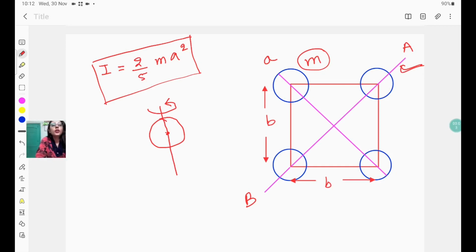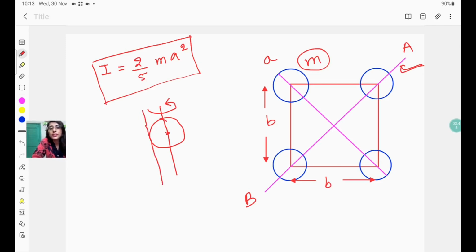Before solving this problem, we need to know about the parallel axis theorem. So what is the parallel axis theorem? Suppose we need to find the moment of inertia of a body, say this sphere, and the axis of rotation is this one, which is not the axis passing through the center of mass, but parallel to it and going through a side of it. So how can we find the moment of inertia about this axis?